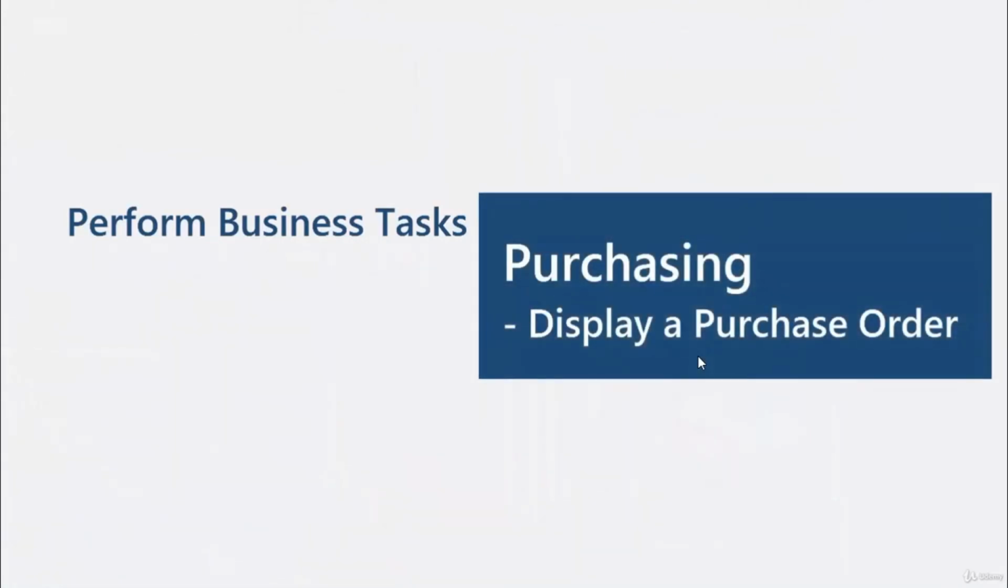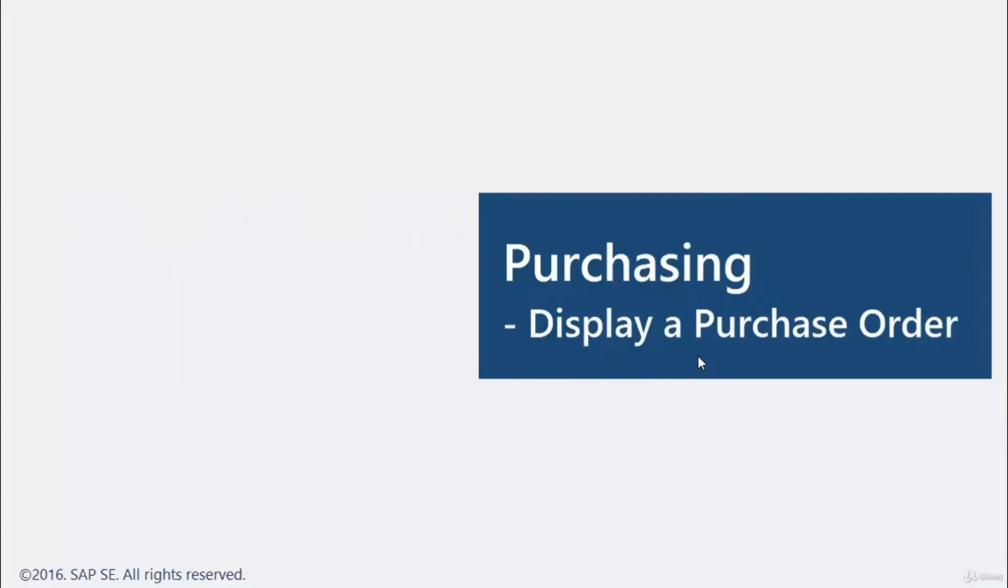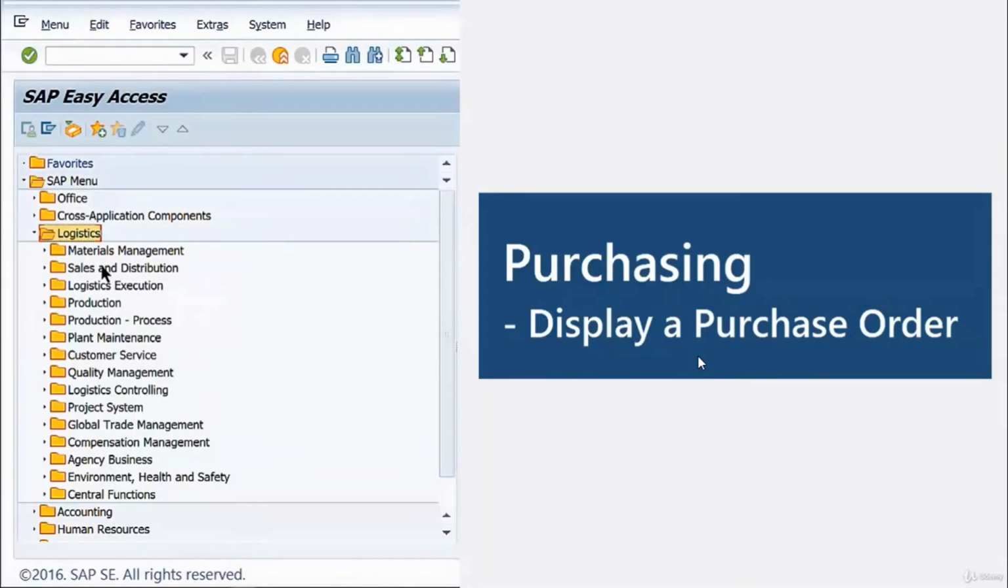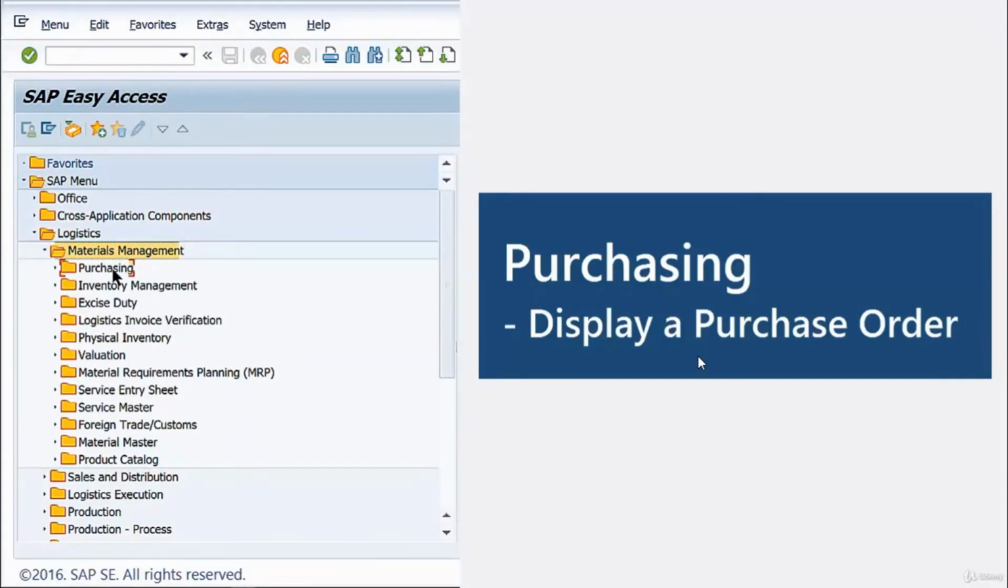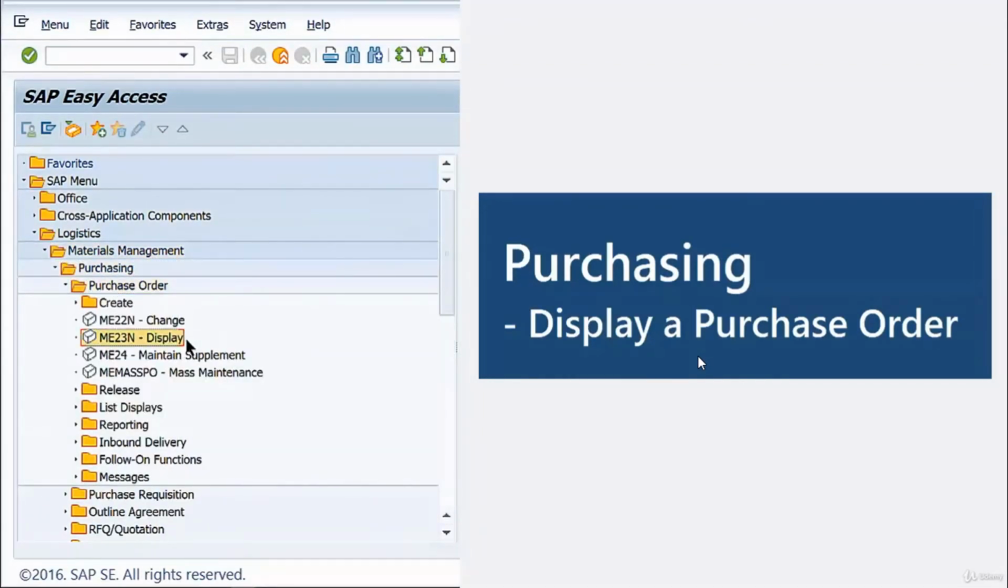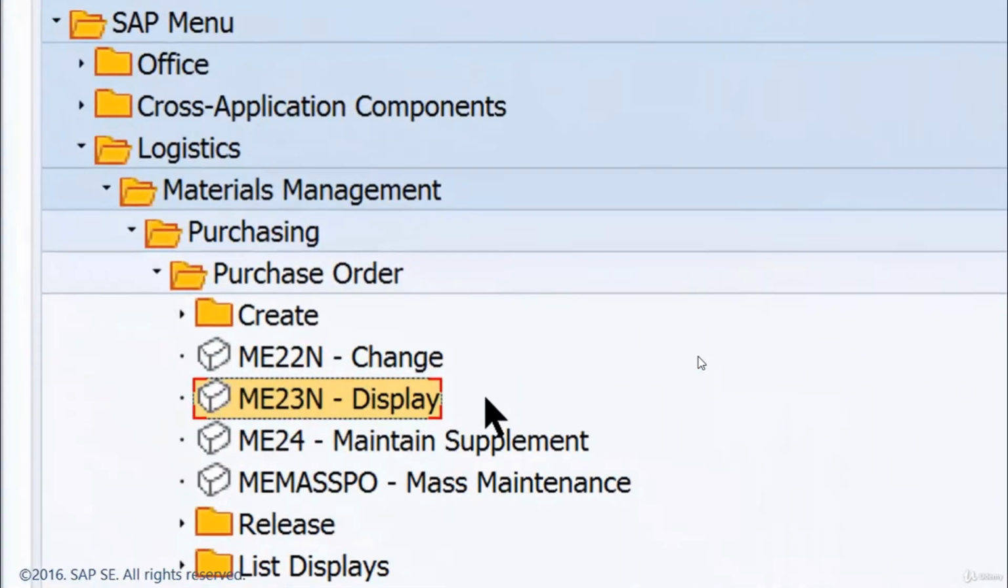In purchasing, you can, among other things, display a purchase order. The way through the SAP tree, the menu path, is Logistics, Materials Management, Purchasing, Purchase Order, Display. As you can see, there's a little cube next to the entry.